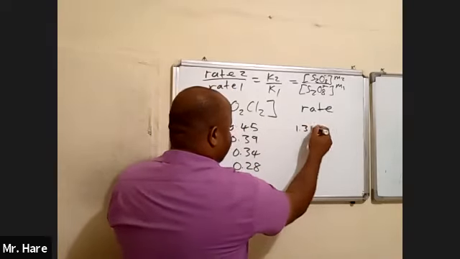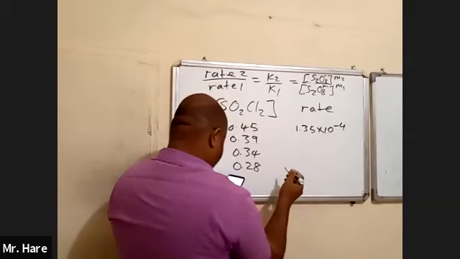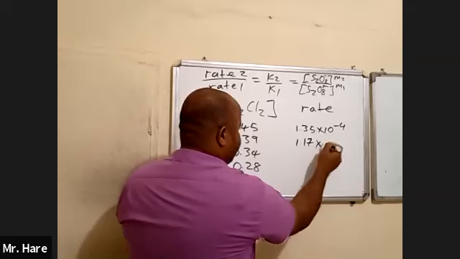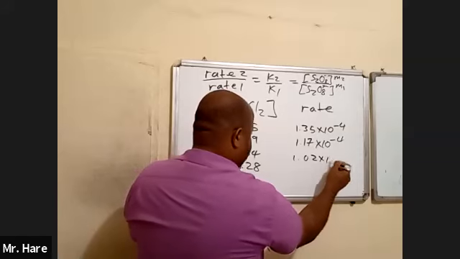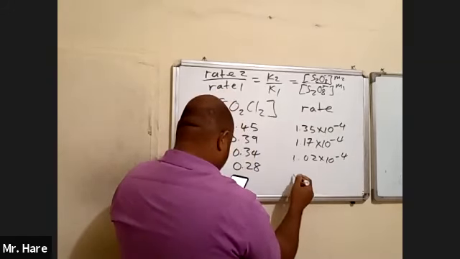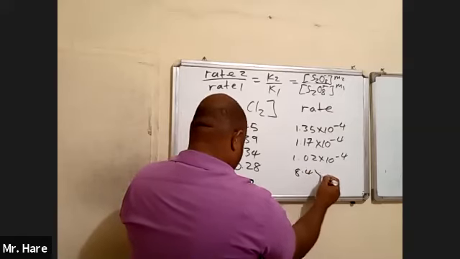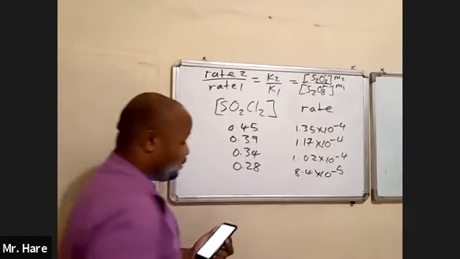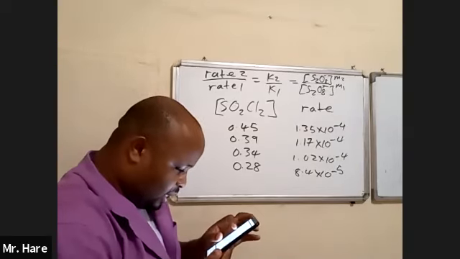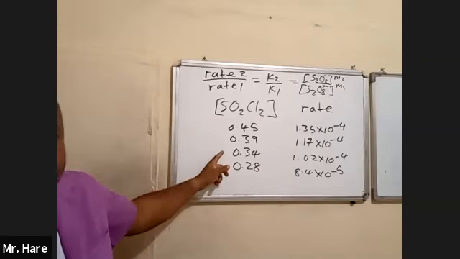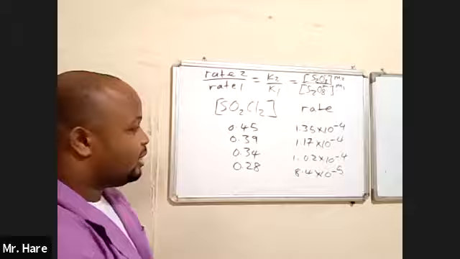So 1.35 times 10 to the negative 4, 1.17 times 10 to the negative 4, 1.02 times 10 to the negative 4, 8.4 times 10 to the negative 5. And the question is, use the data in table 1 to calculate the order of the reaction. So how would we calculate the order of reaction for this? Pick 2 concentrations and pick 2 rates, just like we did here.